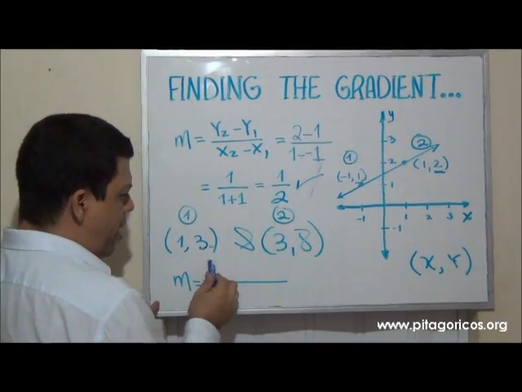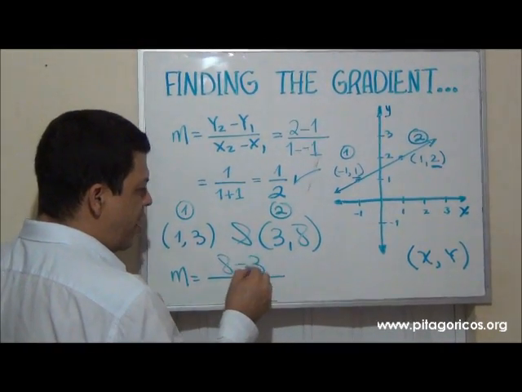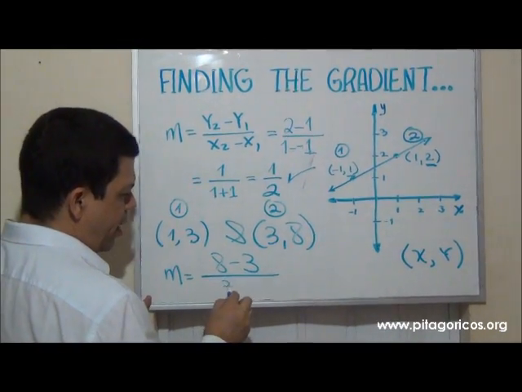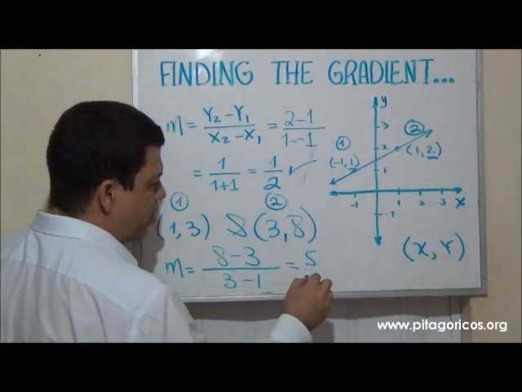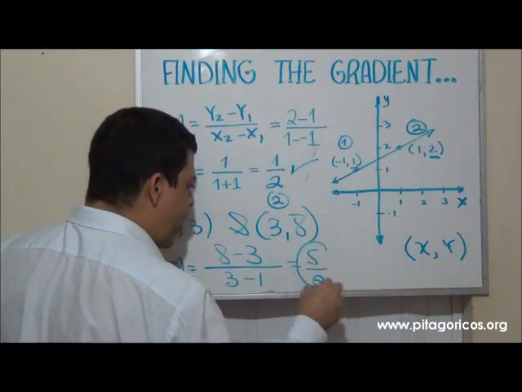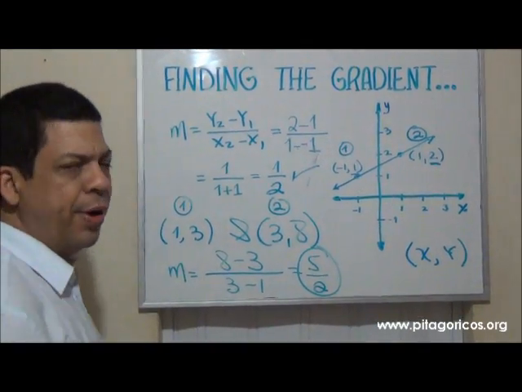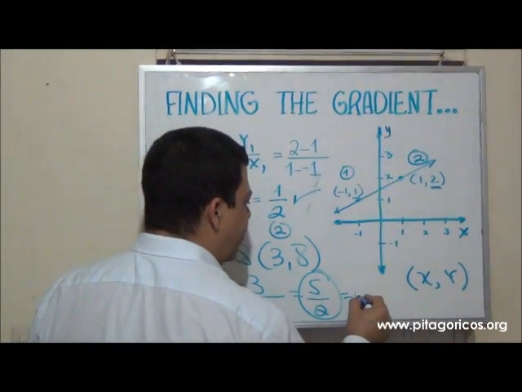So it's 8 minus 3 divided by 3 minus 1. 8 minus 3 is 5, 3 minus 1 is 2. My gradient is 5/2, or I can put it in decimal form, which is 2.5.